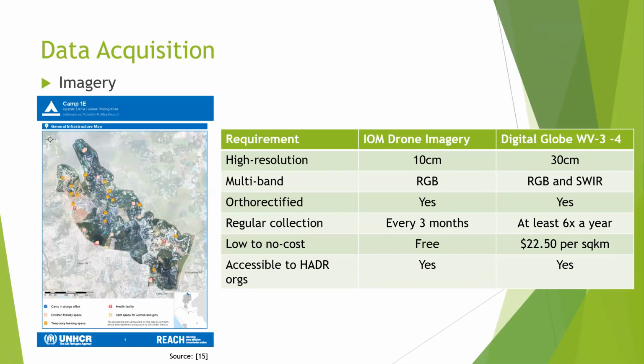Each image source is ortho-rectified and collected fairly regularly. However, one of the main differences between the sources is that the drone imagery is free and the Digital Globe imagery actually costs money. Because my project is for humanitarian assistance and disaster relief organizations, which often have limited resources, free imagery is preferred because it will decrease the cost for them to utilize the toolset for monitoring efforts. And both image sources are available to those different groups, which is a positive.